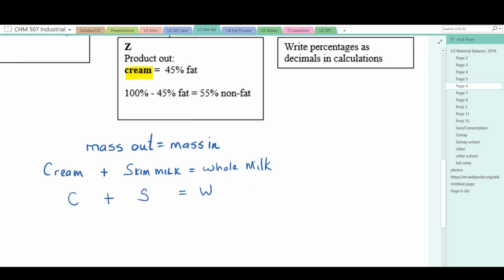Now, the flow rate of whole milk is given. It's 35,000 kilograms per 6 hours. But we're asked to calculate it on a per hour basis, so divide that out and you find out that is 5833 kilograms per 1 hour.